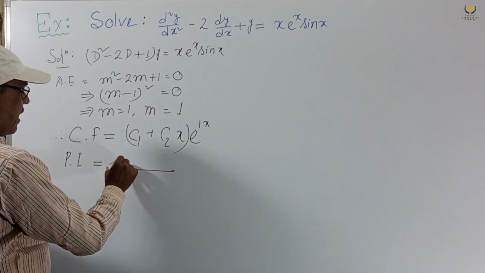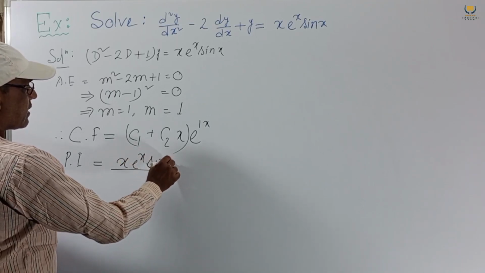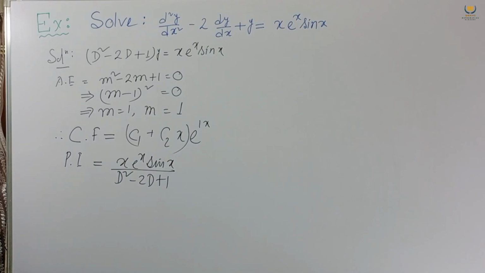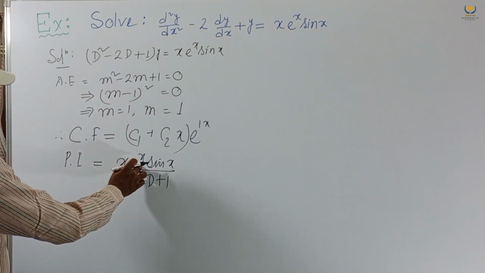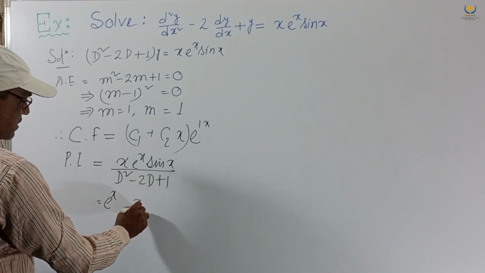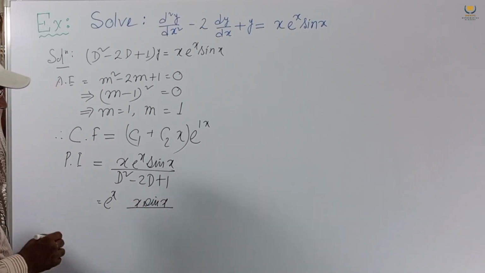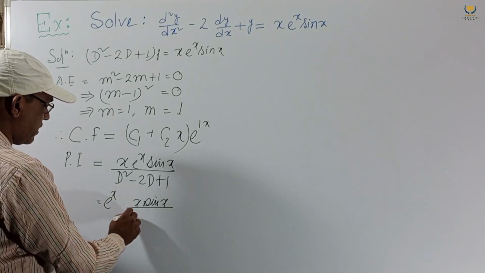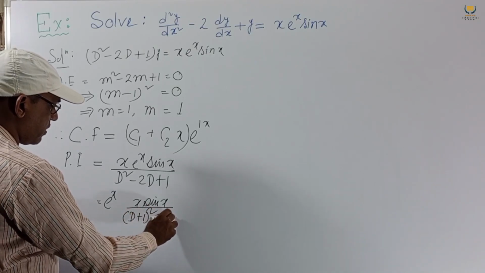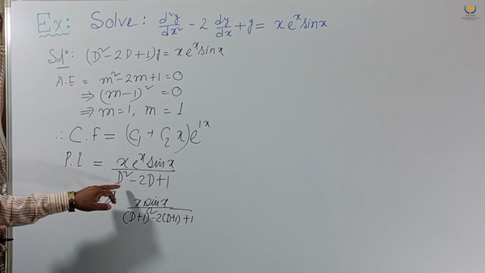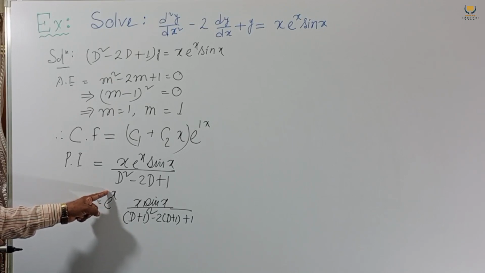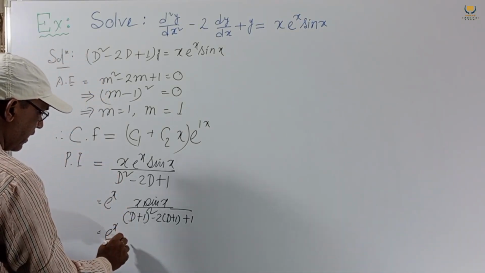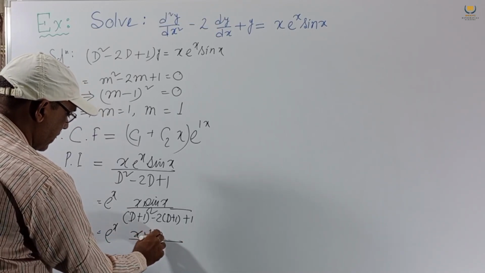Now the particular integral is 1 by (D square minus 2D plus 1) times the right hand side, x e to the power x sin x. Now taking e to the power x outside, we get x sin x, and the coefficient of x in the exponent is 1, so we replace D by D plus 1. Just replacing D and putting D plus 1, because the coefficient of x is 1. Then e to the power x remains the same, and x sin x remains the same.